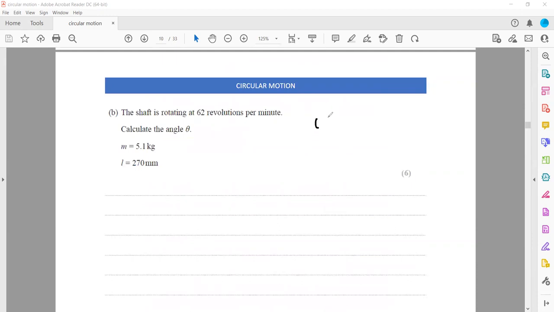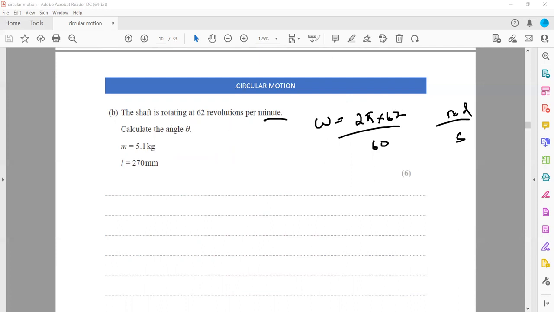How do we work out omega? So omega is equal to 2 pi into 62 divided by time, which is in minutes. To convert into seconds, we normally multiply minutes by 60. But why here is it divided? Because omega is in radians per second. So if time is in minutes, we have to convert the denominator into seconds. That's why it is divided by 60. So this will give us the value of omega.